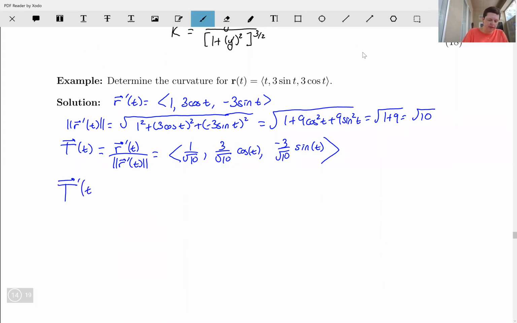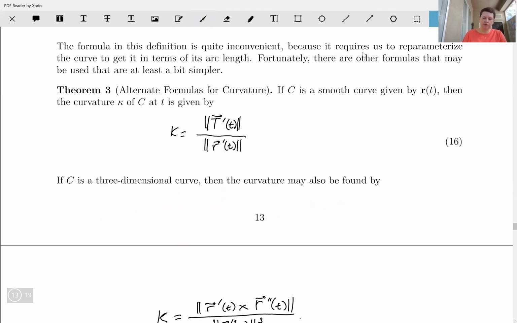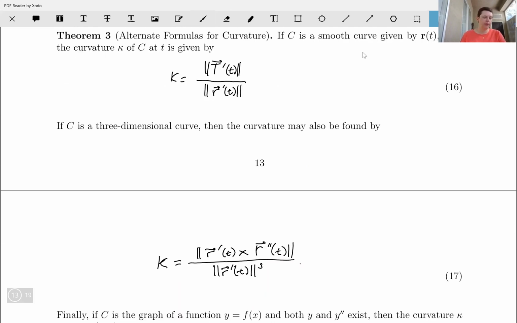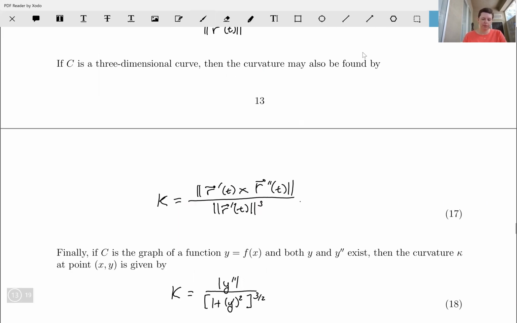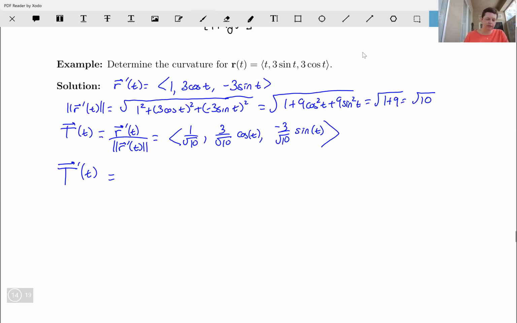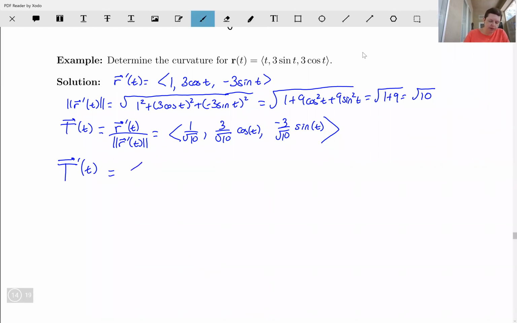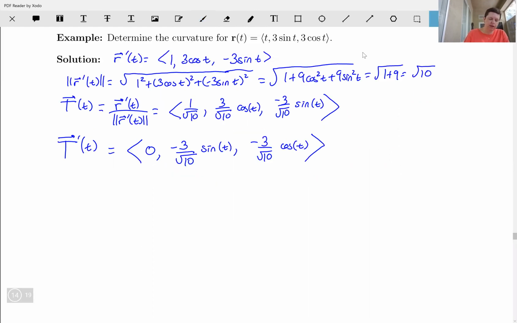Next, we need to find T prime of t, right? We need the derivative of it if we're going to use equation 16, which I'm going to do, because I think it's probably the easiest one in this particular case. Okay, so the derivative of T is going to be 0 for the first term. The derivative of cosine gives me negative 3 over root 10 sine t, and the derivative of sine being cosine, negative 3 over root 10 cosine t.